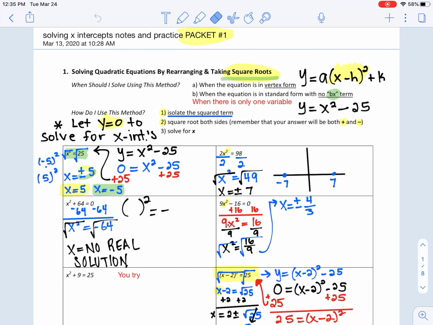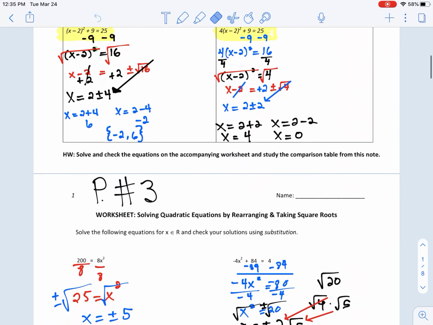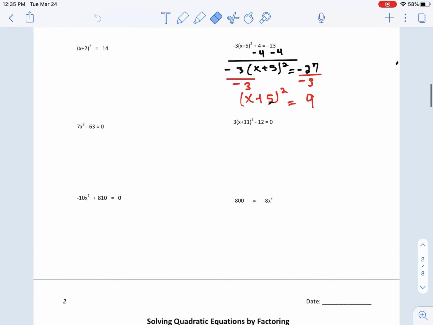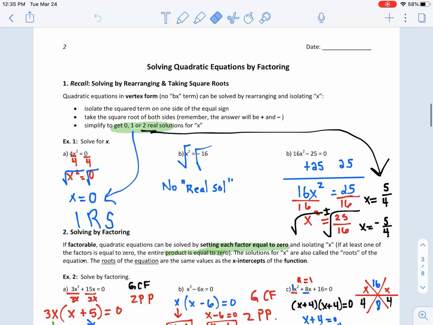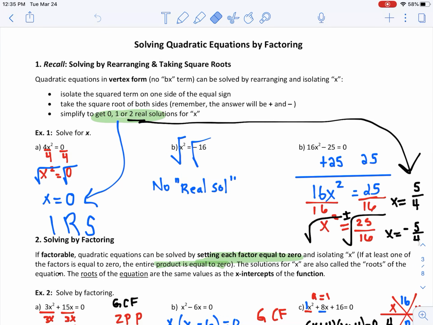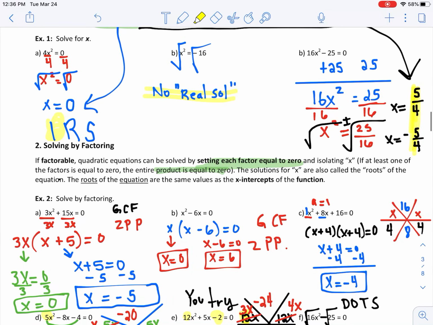So at any rate, what we recapped was how to solve x-intercepts using the square root method, which are these 3 examples right here, and the outcomes. Here in numbers 1a, b, and c, it's supposed to be a, b, and c, but it says a, b, and b. In this first example, there was one real solution. The second one has no real solution, and the third is when there are 2 solutions. We utilized the square root method to solve each. So if you need a pause, go ahead.